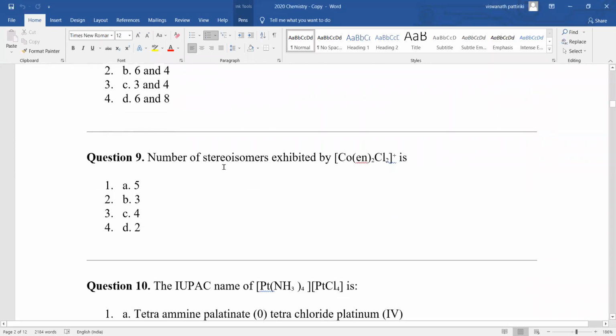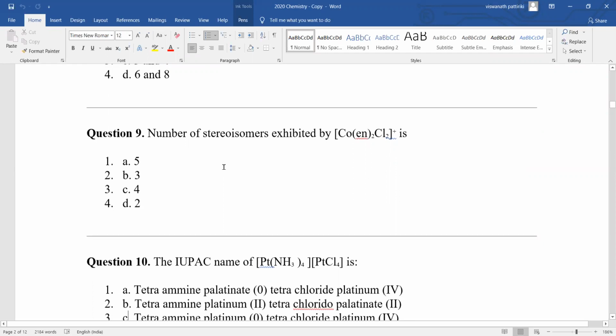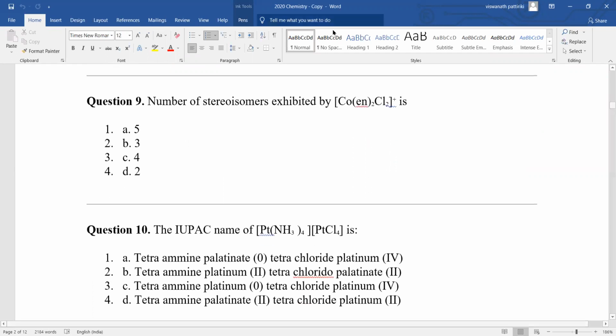So the number of stereoisomers exhibited by Co(en)2Cl2. Yeah, this is from coordination compounds. This is a very good question. So how many isomers are possible? This is again bidentate, right? En is bidentate. Okay. Cl.